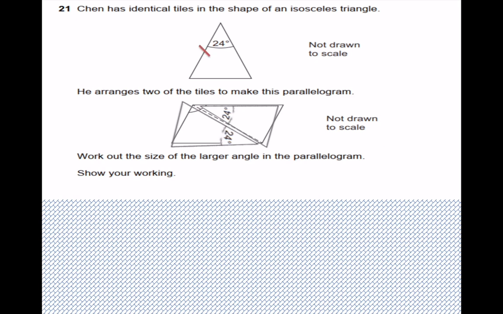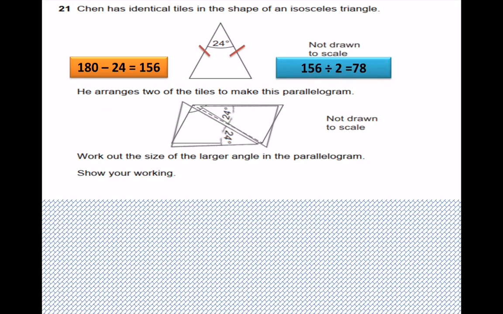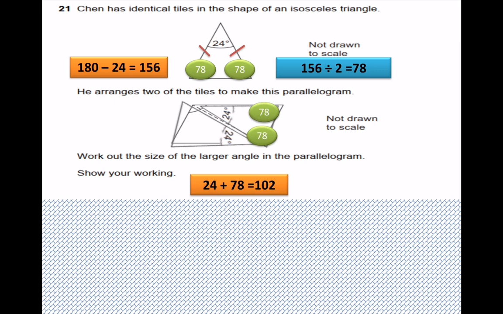So this means that the rest of the angles are equal. So step 1, I will make 180 minus 24, which is 156, and then divide 156 by 2, so it will be 78. So each angle in the triangle will be 78. This is 78 and this is 78. Okay, now I connect the dots, the information I collected. I know that I have 24 and I have 78. So 24 plus 78 will be 102. So the size of the larger angle in the parallelogram will be 102.